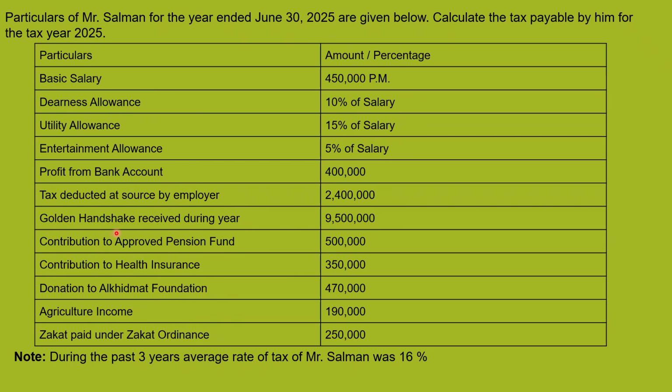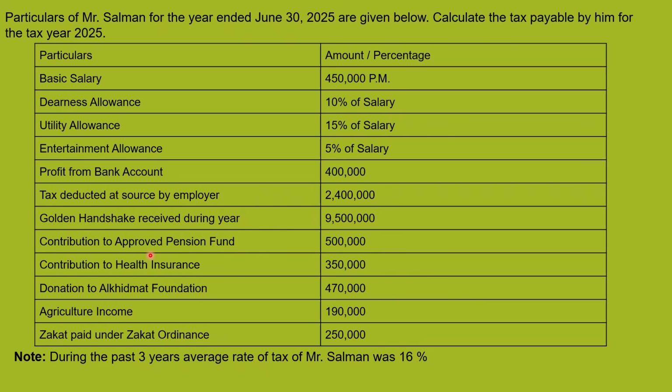This is the golden handshake when somebody is leaving the company, and it is voluntary, they have to opt for it themselves. There is no compulsion, they do it voluntarily, and generally they receive a big amount. So in this question Salman is getting 95 lakh rupees as a golden handshake, which means his job will not continue in this company afterwards.